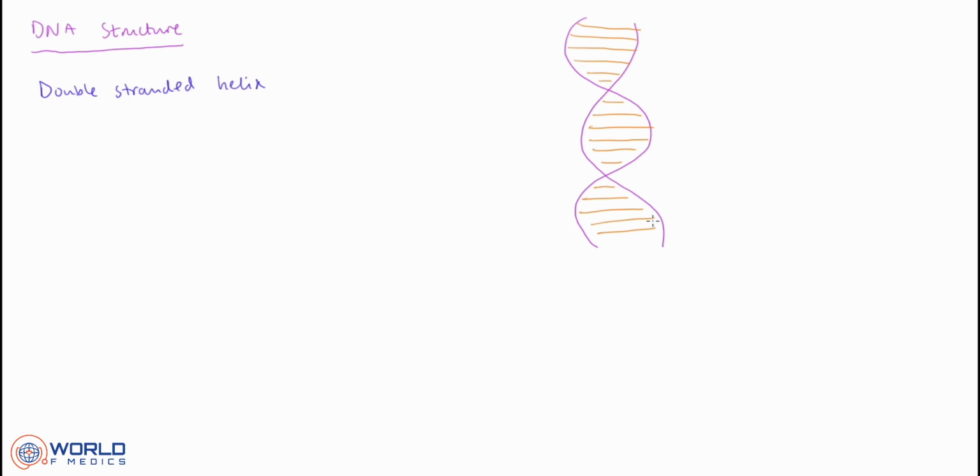Now, DNA has three main components. And the first of these components is something called your pentose sugar. Now, we'll remember that pent, whenever we see this term, means 5. So this is a 5-carbon sugar.